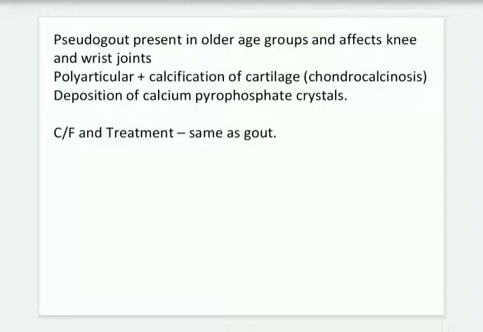In any joint, it is surrounded by articular cartilages, and the calcification of the cartilage, both together, is called chondrocalcinosis, and it has some deposition of calcium pyrophosphate crystals. The clinical features and treatment are the same as for gout.